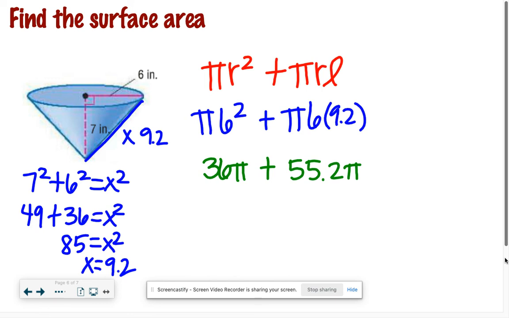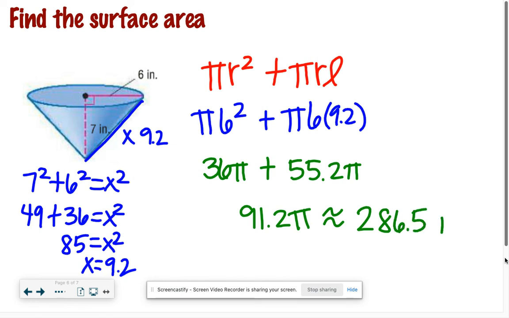And then if you add those together, you should get what? Let's see, 91.2 pi. And now you can type that in, which is approximately 286.5 inches squared.